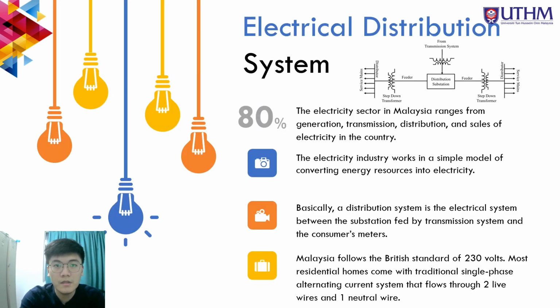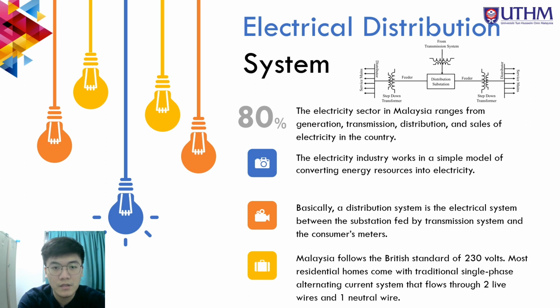Now I'd like to present the electrical distribution system for our M&E project. First of all, the electricity sector in Malaysia ranges from generation, transmission, distribution, and sales of electricity in the country. The electricity industry works in a simple model of converting energy resources into electricity. Basically, a distribution system is the electrical system between the substation fed by a transmission system and the customer meter.